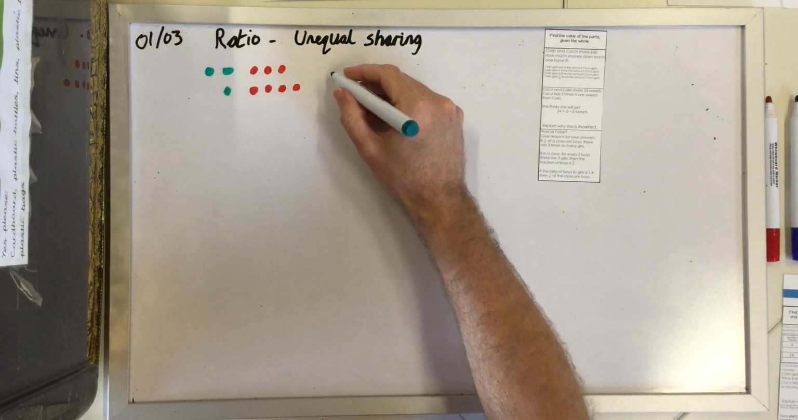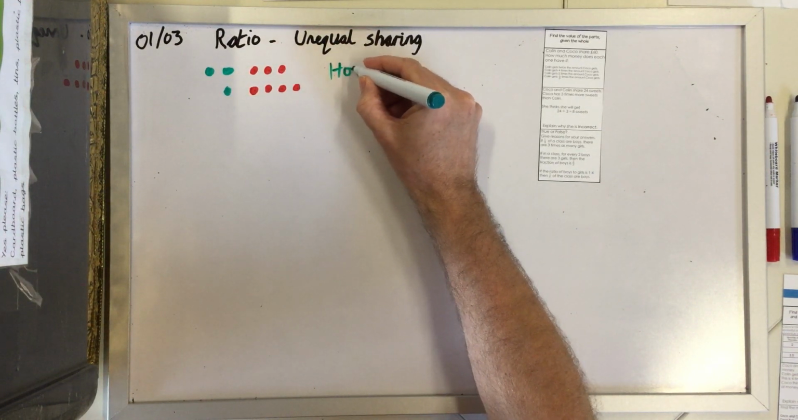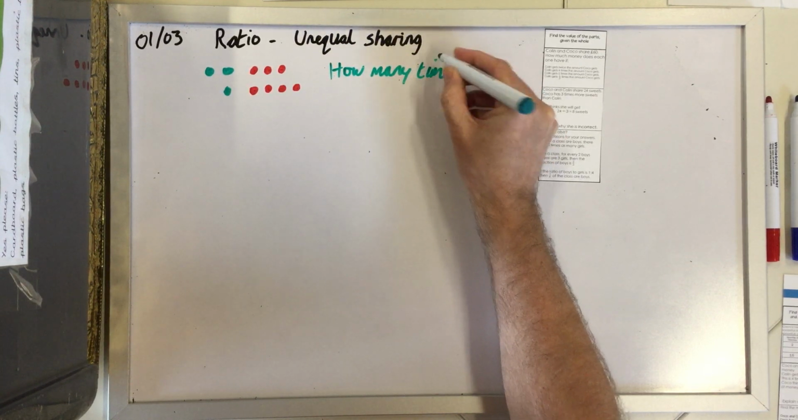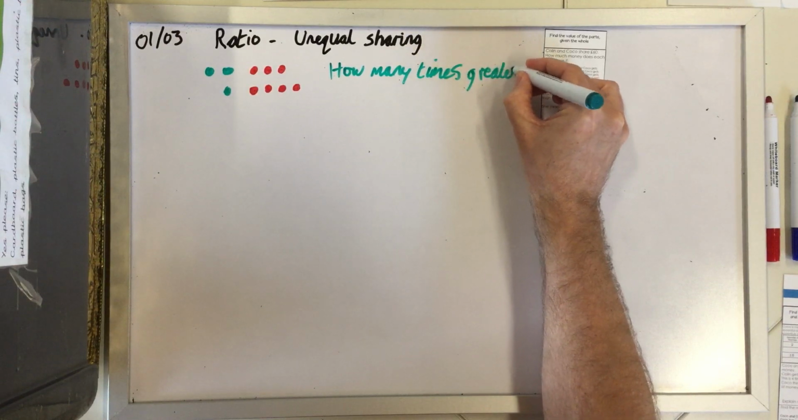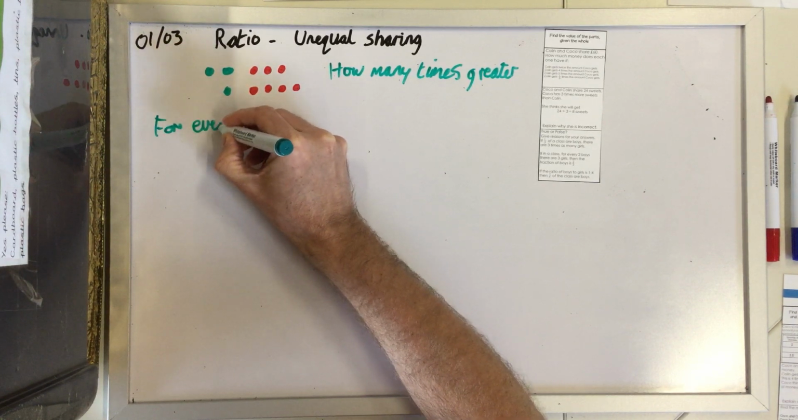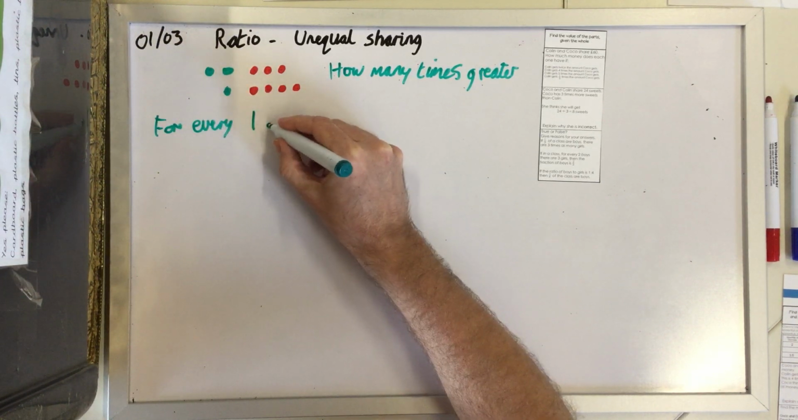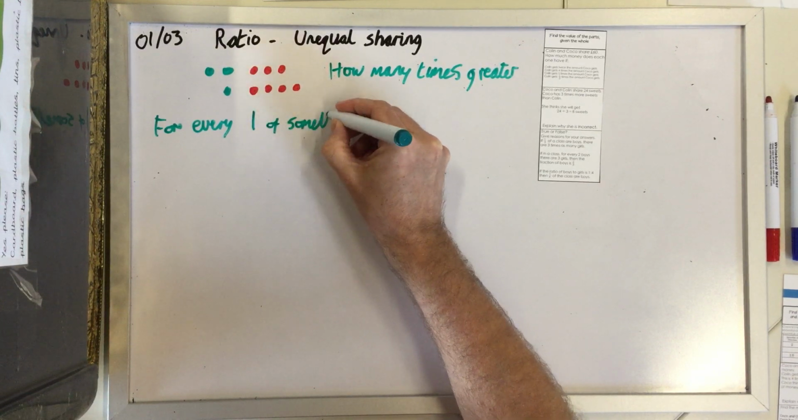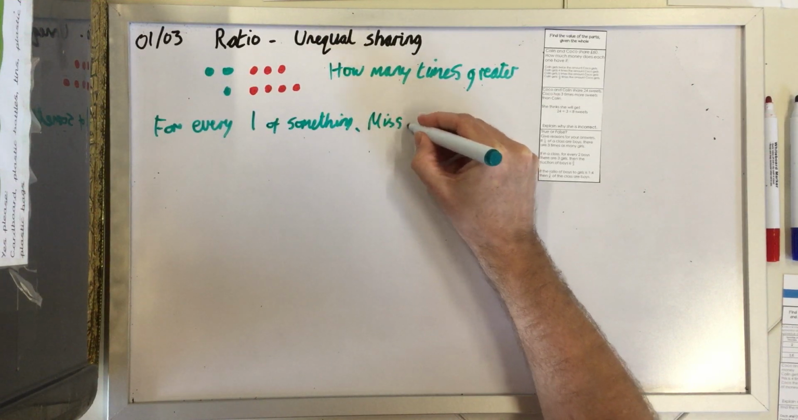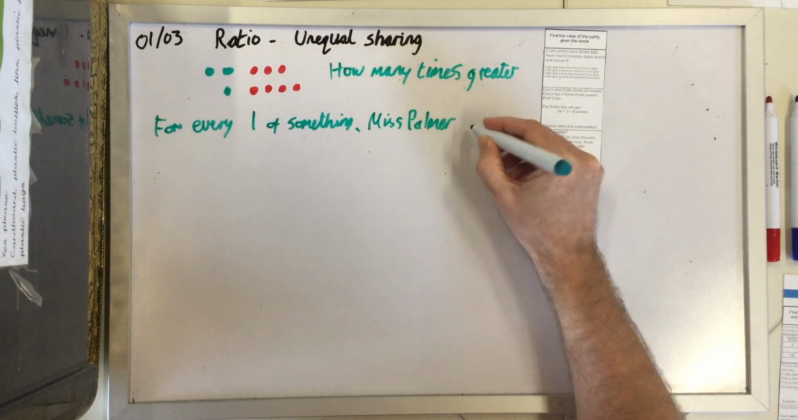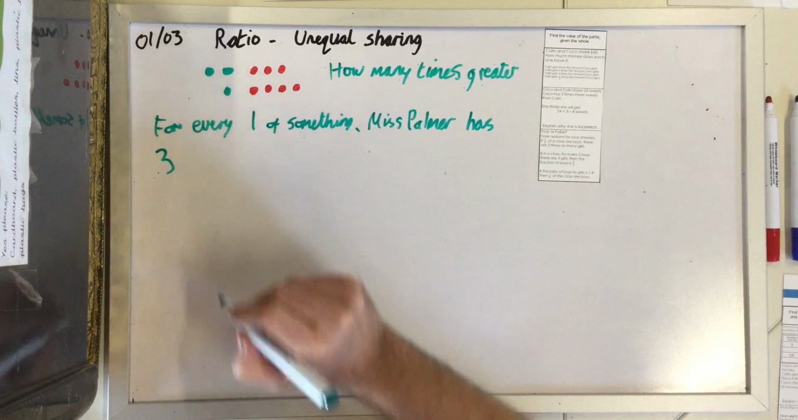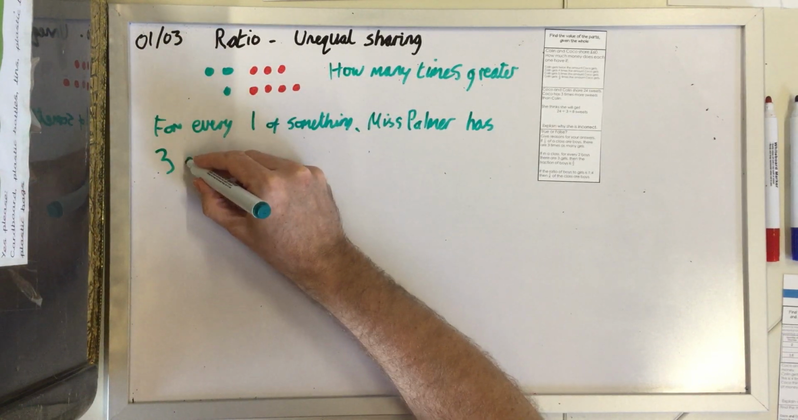Okay, so it's all around that language of how many times greater, or for every 1 of something, Miss Palmer has a different amount, let's say has 3. For every 1 of them, Miss Palmer has 3 sweets.